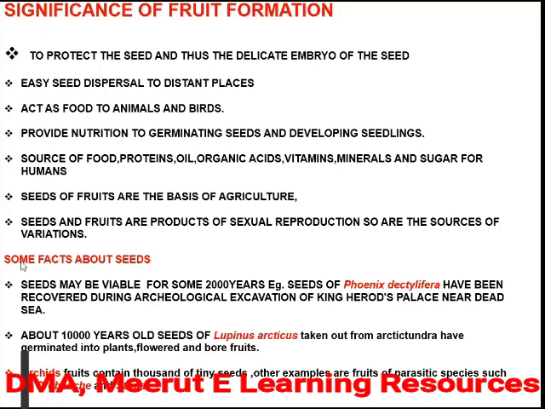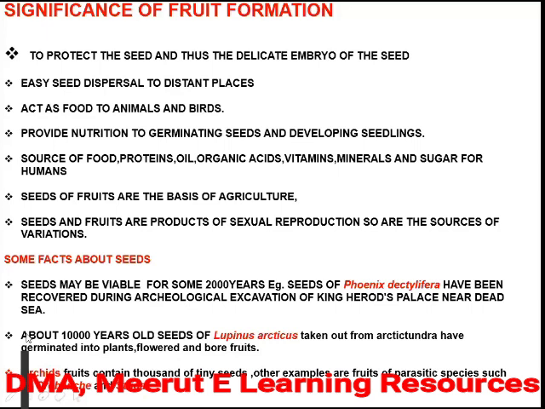Now here you can see some facts about seeds. Seeds may be viable. Viable means they are capable to germinate. They are able to germinate for some 2000 years. This is an exception. Here you can see seeds of Phoenix dactylifera. It is khajur, you know, Phoenix dactylifera. It has been recovered during archaeological excavation of King Herod's palace near Dead Sea, and this seed became viable up to 2000 years.